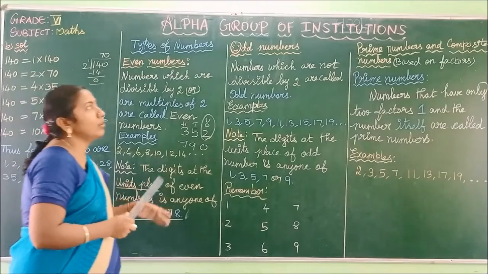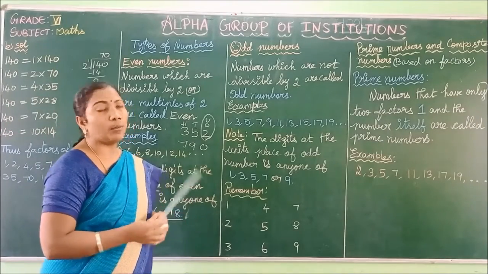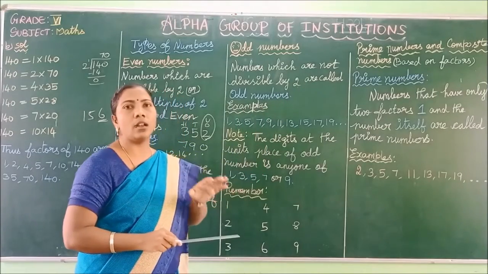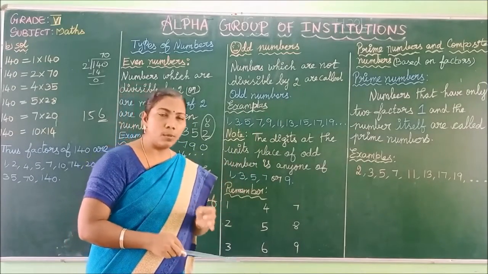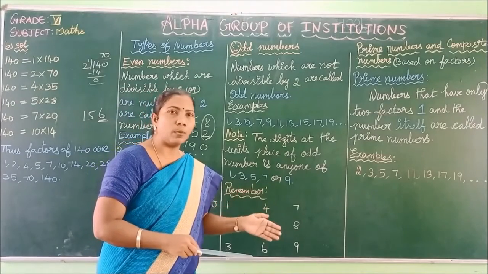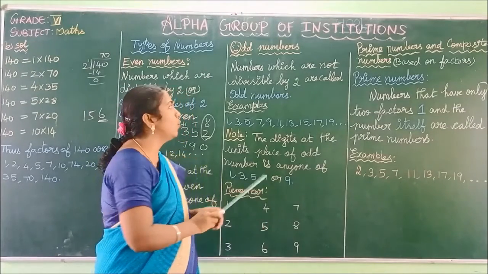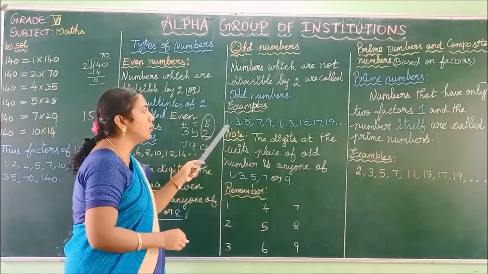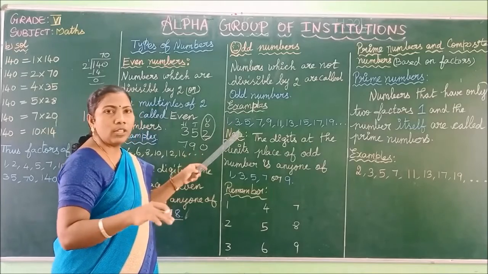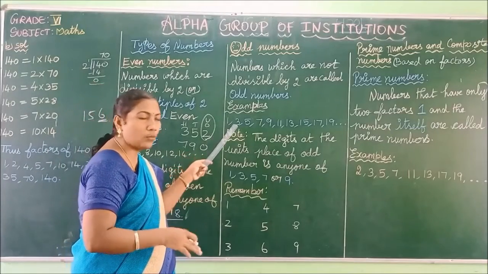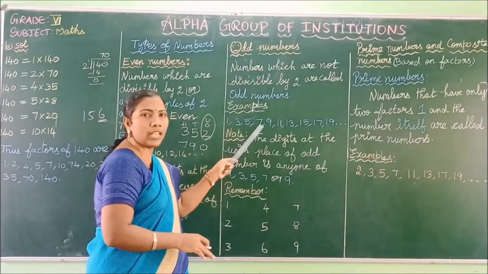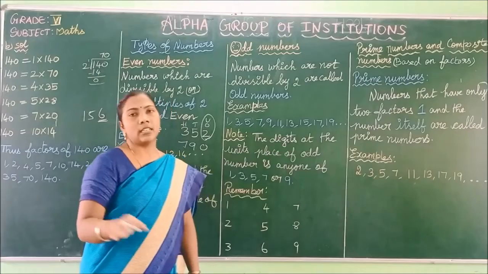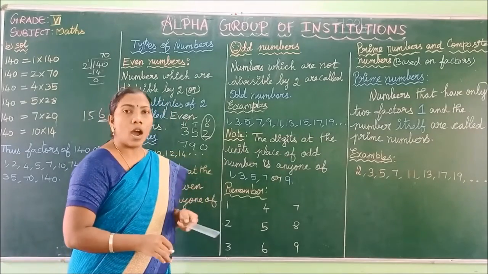Okay. Next we are going to see what are called odd numbers. Read the definition. Numbers which are not divisible by 2 are called odd numbers. If the number is divisible by 2, it is said to be an even number. If it is not divisible by 2, then we say that number is an odd number. See, what are the odd numbers? 1, you have to leave the 2 and then write 3, leave the 4, 5, leave the 6, 7, leave the 8, 9, 11, 13, 15, 17, 19, etc. Such numbers are said to be odd numbers.